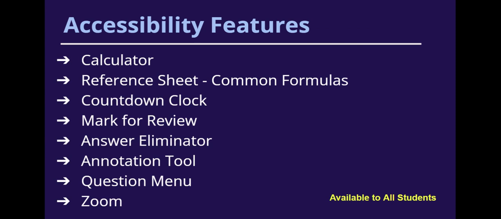The digital SAT also has a variety of accessibility features built into the app. You'll see everyone has access to a calculator and a common reference sheet of formulas. You'll have a countdown clock letting you know how much time is left for your specific section. You'll be able to mark questions for review, use an answer eliminator tool, make annotations, pull up a question menu, or click to zoom if you need to look at something more closely.